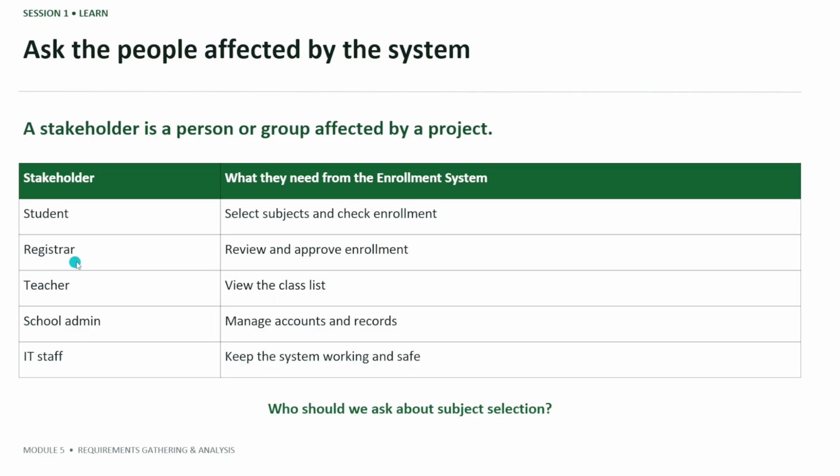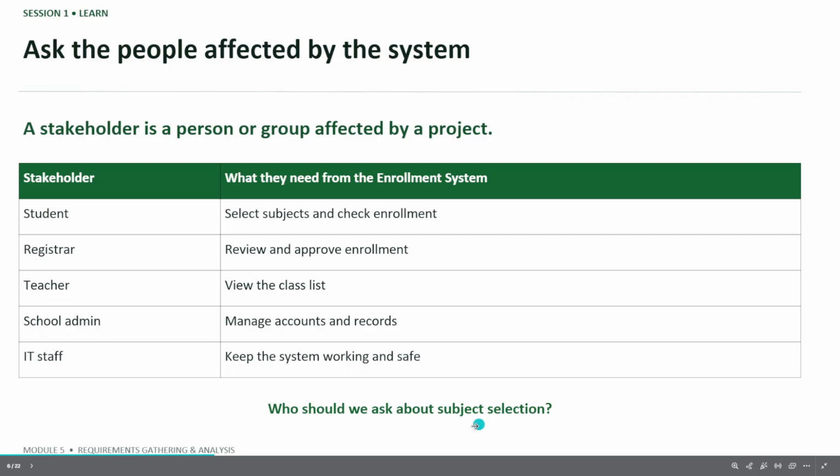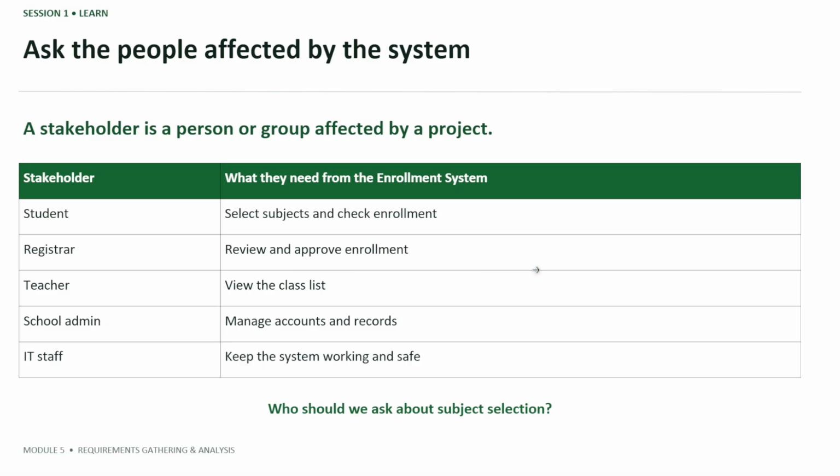So we've already identified those in the requirements gathering. And then we define them based on their roles. So as a student, what should I do? So if I'm a student, I select a subject and check for enrollment. For registrar, we review and approve enrollment. For the teacher, we view the class lists, and so on. So who should we ask about the subject selection? You must basically answer this based on the stakeholders here. Okay? So that is how important it is to identify different types of stakeholders from the project that you are building. Then that is part of the requirements gathering.